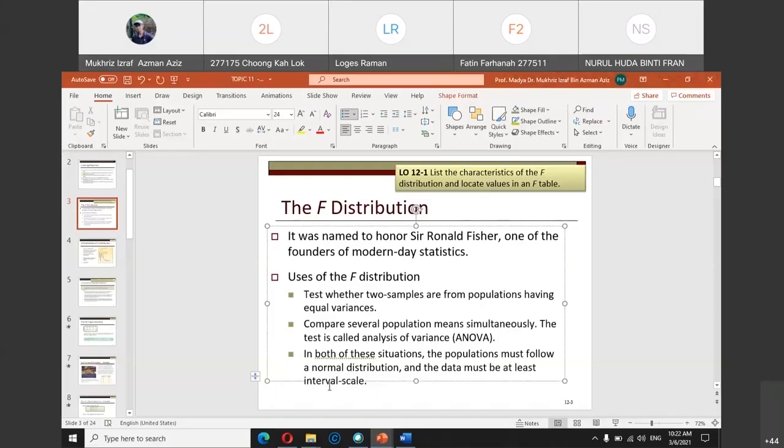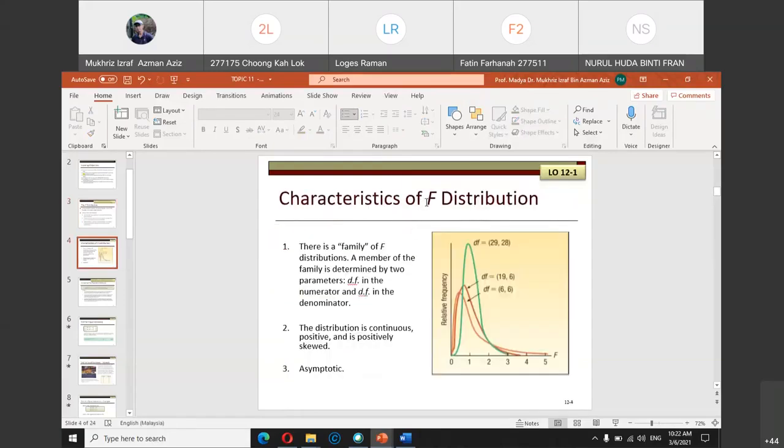Interval is one of the levels of data you learned before: nominal, ordinal, then interval, and then ratio. Interval means you can start even at a negative value. So what is the F distribution? It is a quote unquote family of distributions. Why do we say family? Because the characteristics of the F distribution are determined by two degrees of freedom.